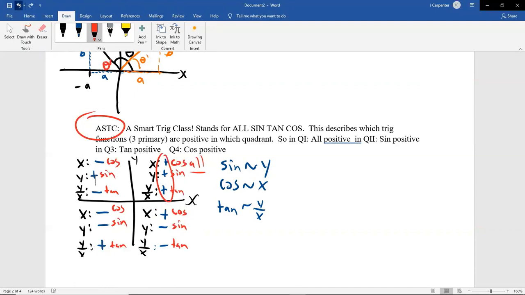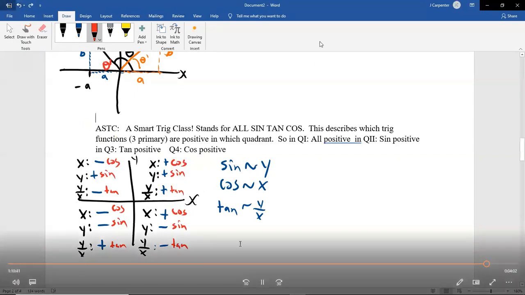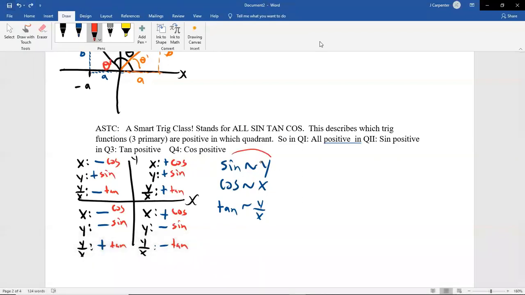So here's what you can do as students. You can recreate this, and you don't have to do it with as much detail. Remember that sine goes like y, cosine goes like x, tangent goes like y over x. Spoilers, you will need to memorize this ultimately anyways. This will keep coming back to haunt us.